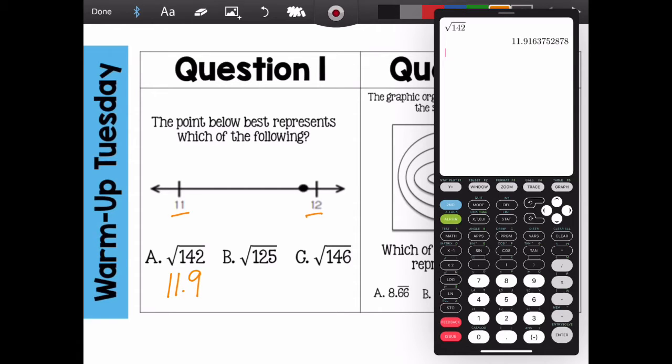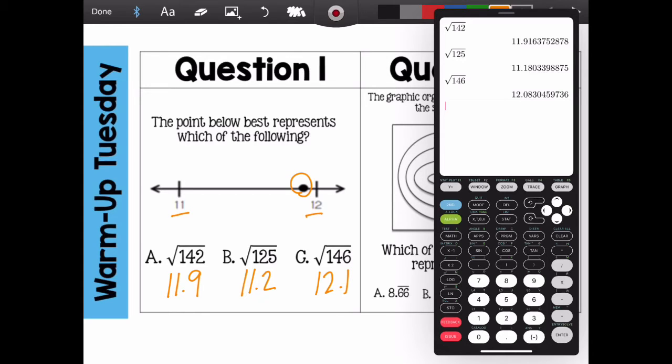And guys, I'm going to do this for each of the values given. The square root of 125 is approximately 11 and 2 tenths. And again, I'm just rounding because it is an approximation. The square root of 146 turns out to be 12 and 1 tenth. Okay, so now back to my point. My point is located here.